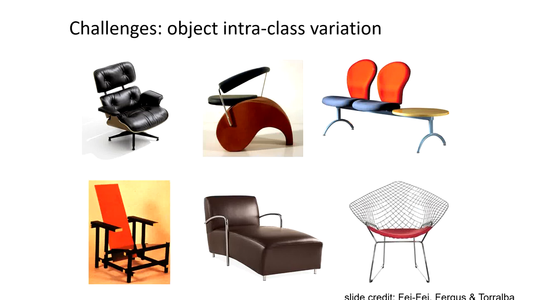So for the object intra-class separation, it means that all these things actually belong to the cluster of chair. So how are we able to tell the computer that this is also a chair, we call this thing a chair, this is a chair with just a different type of variation, etc.